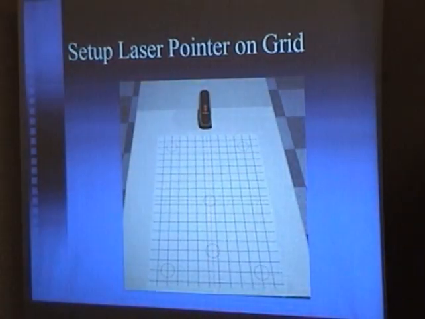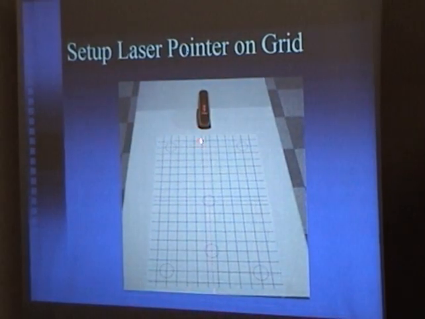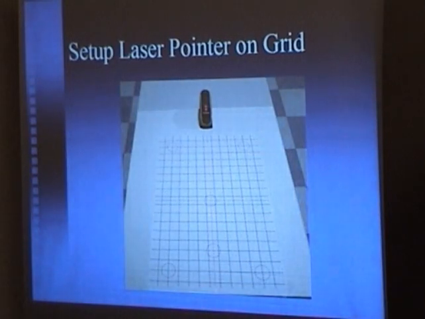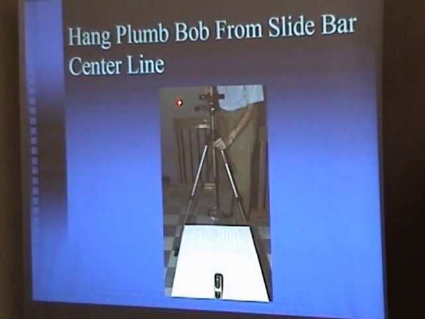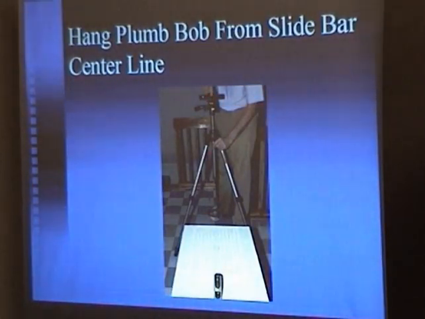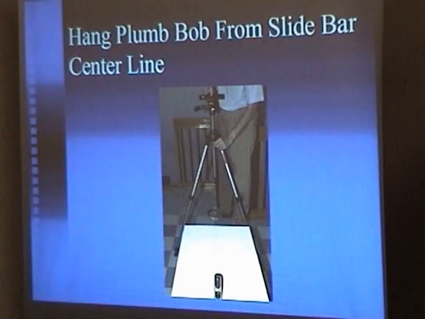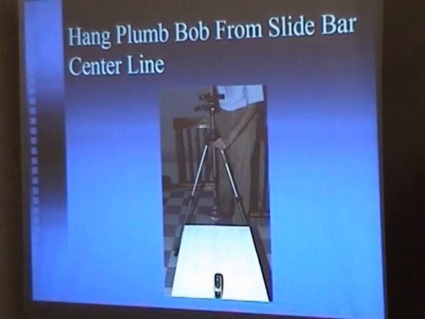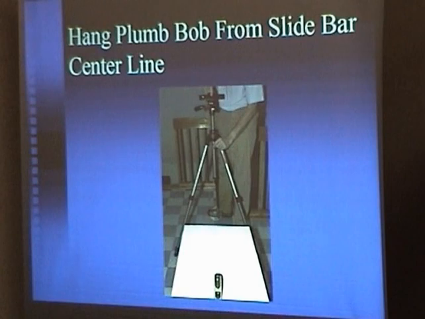Then I take the laser pointer that projects a straight line, and I'm projecting it right down the center of this alignment grid. Here on the slide bar, I'm hanging the plumb bob right from the center of it. My camera, Suzanne's camera, happens to have the lens and the tripod socket lined up very precisely, so I can just line this up. If your camera does not, hang the plumb bob over the lens of the camera, not over the tripod.